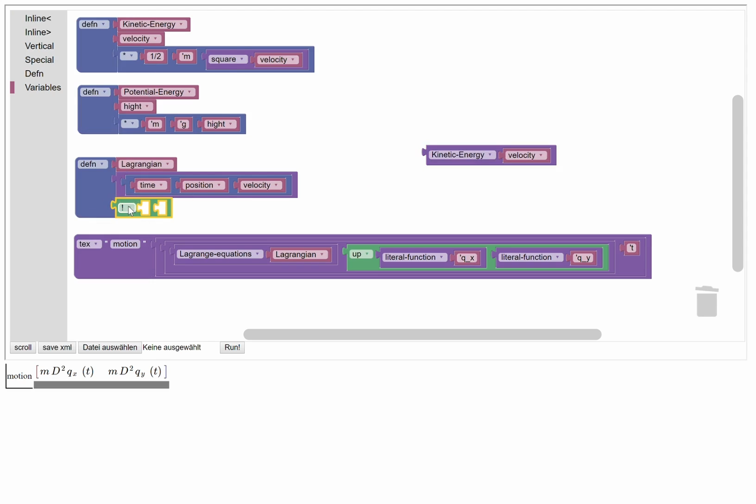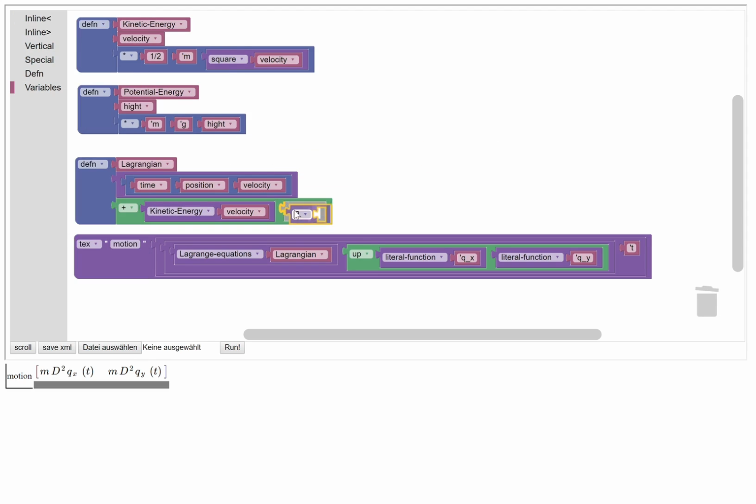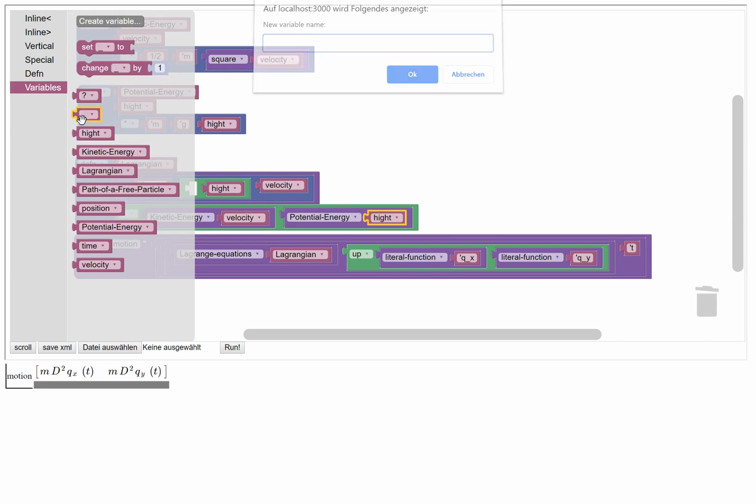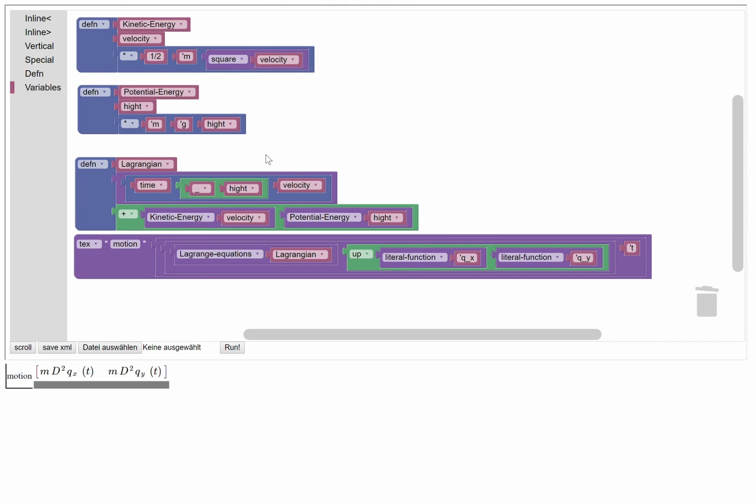The Lagrangian is kinetic energy minus potential energy. And the Lagrangian now depends on the height. Run the workspace and Newton's equations for the particle in the homogeneous gravitational field are delivered.